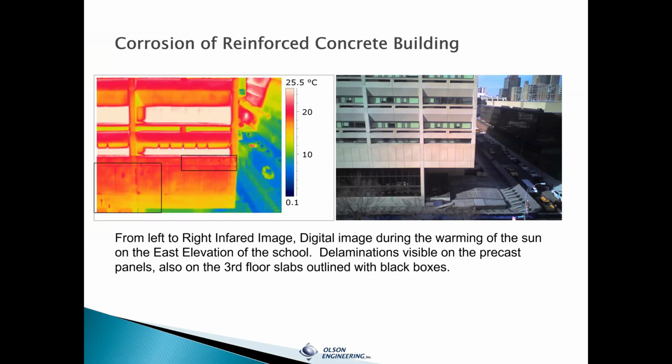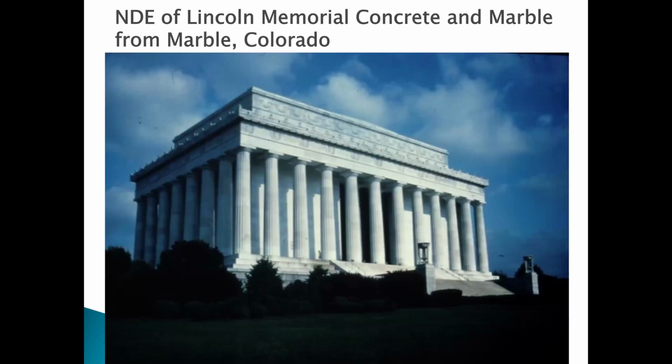So here's a corrosion reinforced concrete building where there's some debonding of the precast panels with architectural concrete colored. And in the placement of it, they ended up with some debonding. And then those are again showing up as hotter spots in this color scale, in this case, back to the traditional approach.